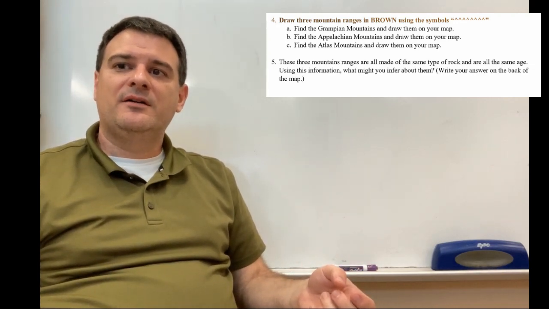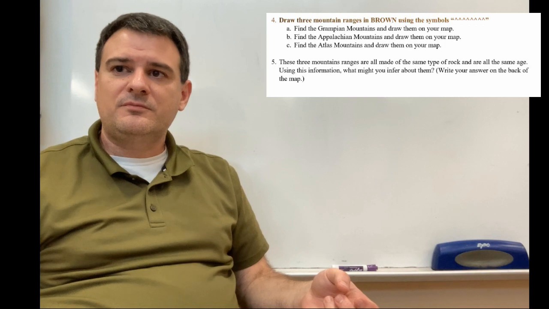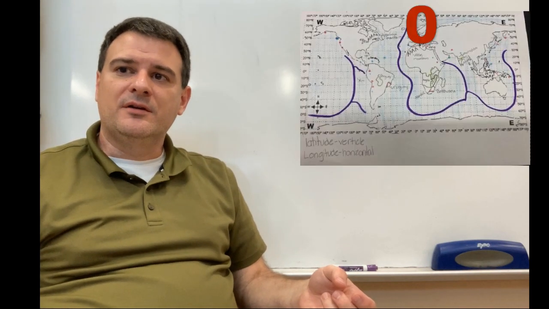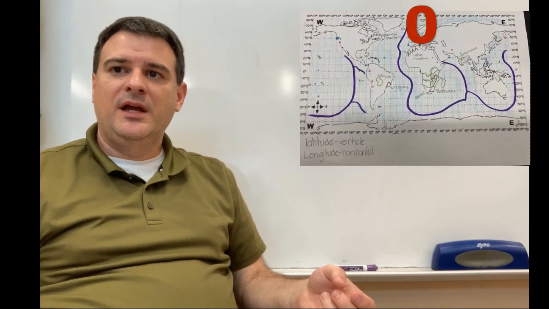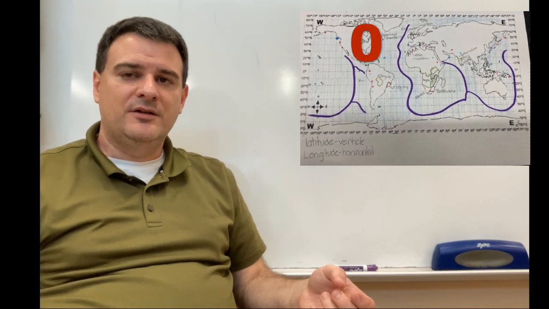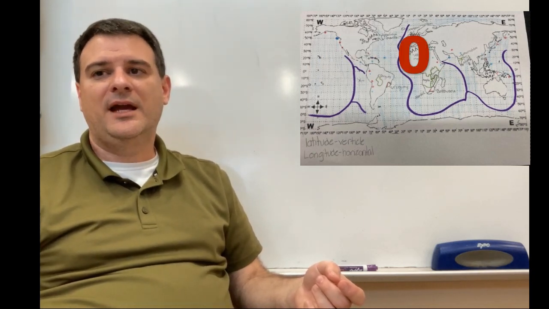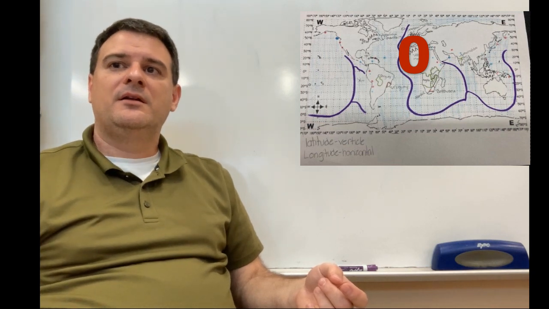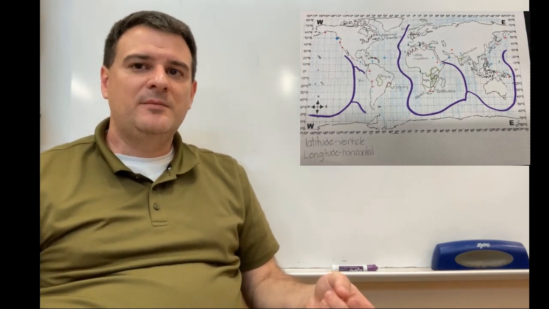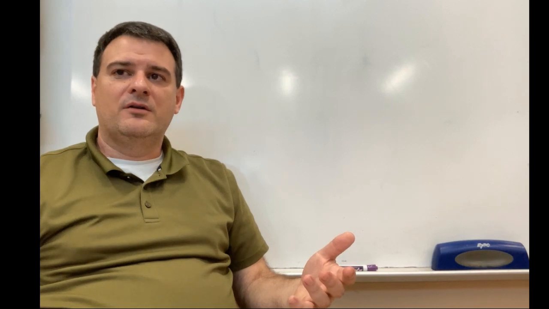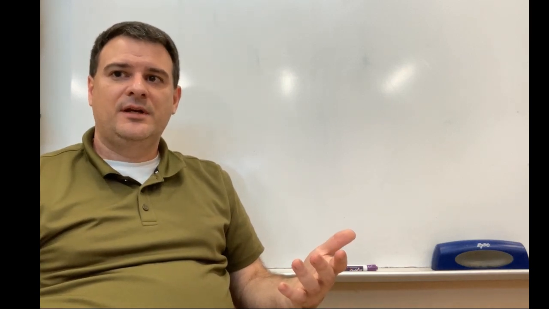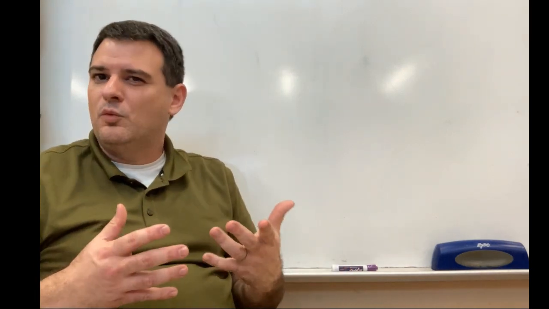And what they end up finding out is that the Grampian Mountains are located up here in Switzerland. And the Appalachian Mountains are right here in the United States, and the Little Atlas Mountains are located here in Africa. And they're made of the same type of rock. They are the same age. And so the students might start figuring out, well, what does that mean?